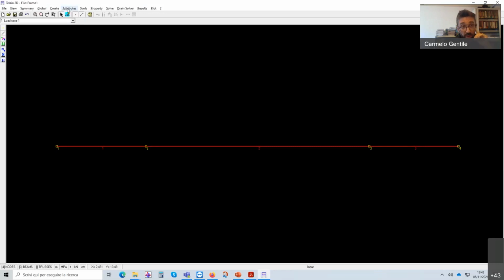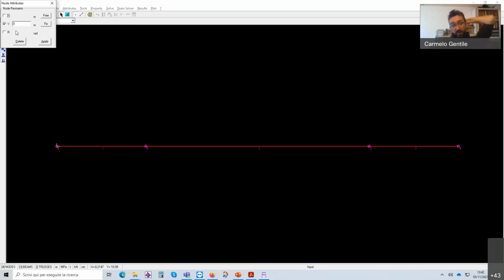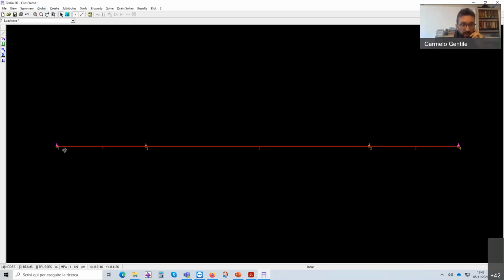We have to impose the restraints: attribute, node, restraint. The first one was a hinge, so we just fix vertical and horizontal displacement. All the others are vertical supports, so we prevent only vertical displacement. So y displacement is equal to 0. Apply. We have two lines in node 1 and only vertical lines in nodes 2, 3, and 4.